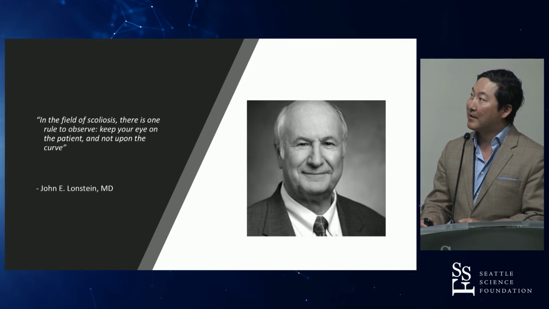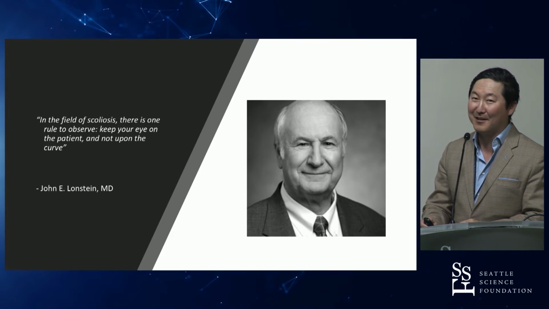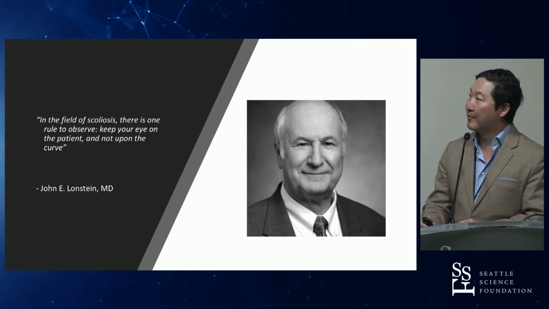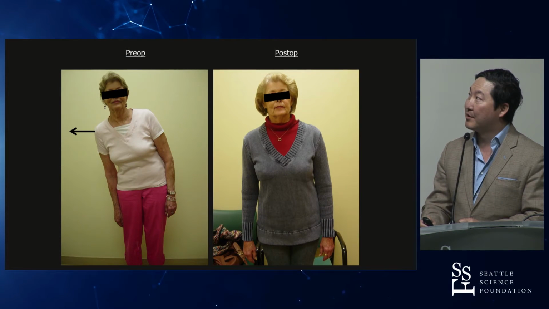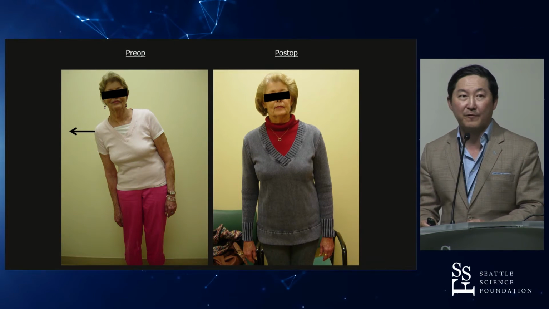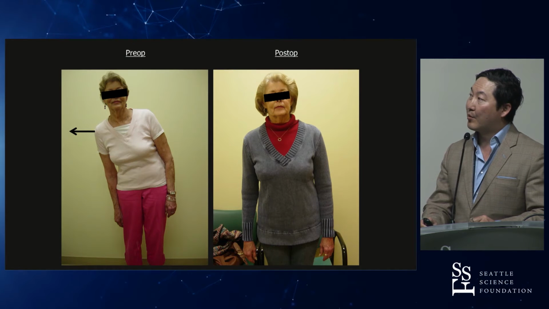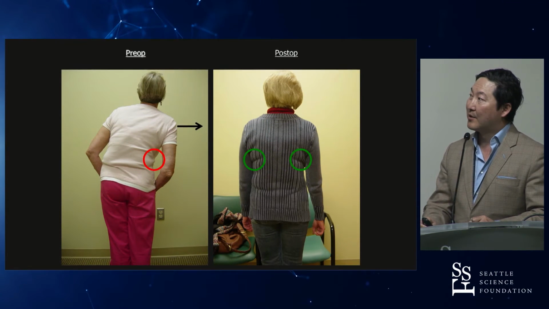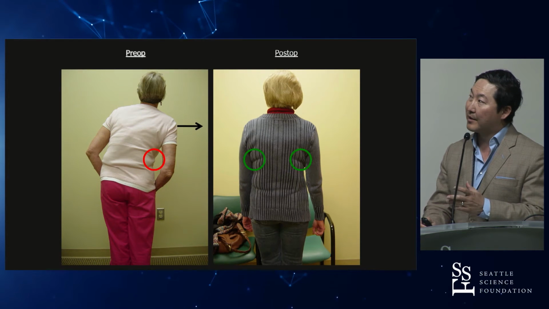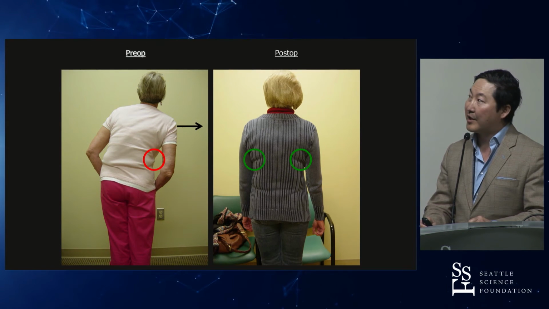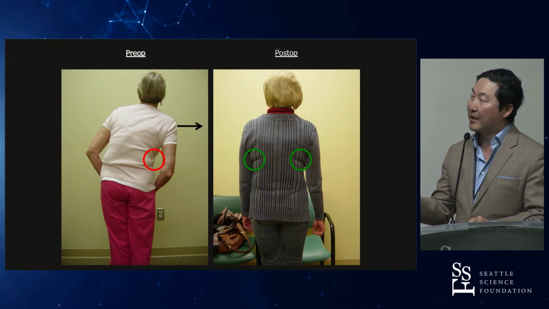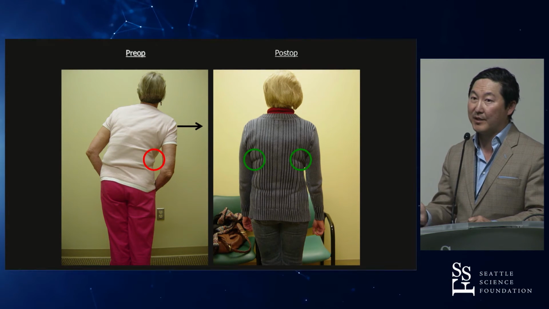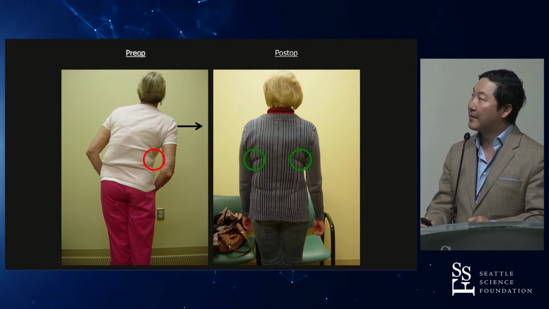So Dr. Lonstein said, in the field of scoliosis, there's one rule to observe: keep your eye on the patient and not upon the curve, which I think is very, very important. So clinically, how did she do? This is probably about her 6 to 12 week follow-up, and she was found to be doing quite well, both in her ability to stand straight in the coronal plane, as well as her coronal reduction, with respect to she had a pretty significant right flank crease, but now it's pretty symmetric on both sides.